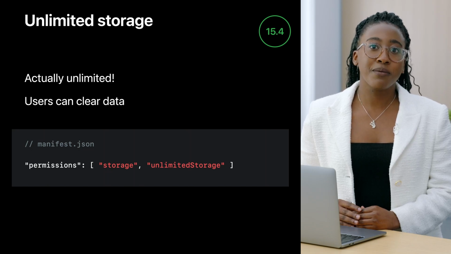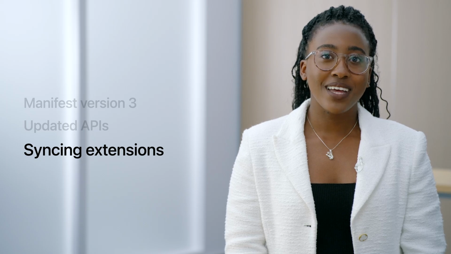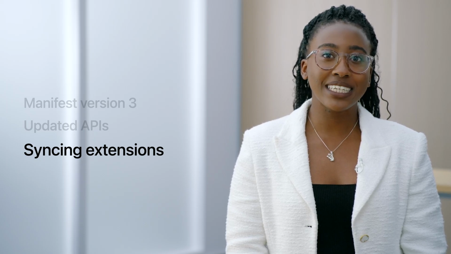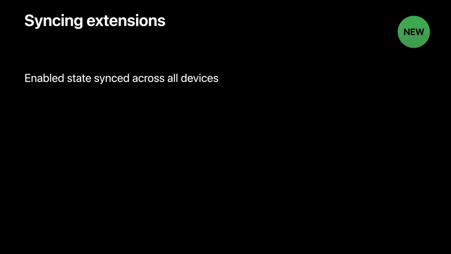So those were all the APIs we've updated for web extensions this past year. Lastly, let's talk about a new feature that will easily allow your users to get your extension on all of their devices. In Safari 16, we've made the experience of using extensions more seamless. If a user turns on your extension on one of their devices, it'll be turned on all of their devices. On top of this, we've made the process of downloading your extension much simpler. Let's take a look at how this works.